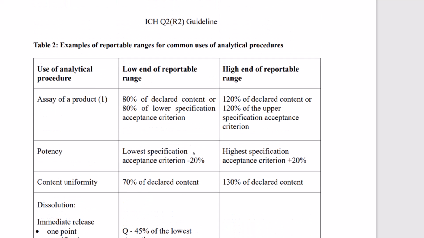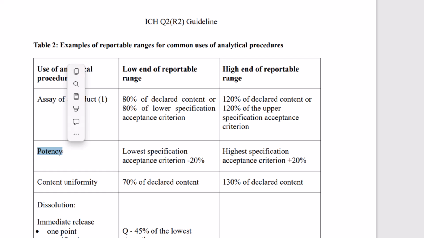Now, this guideline talks about analytical method validation, and if you look at the reportable ranges for drug product, you will understand that there are two terms used under the procedure. The first one is assay of a drug product, and the second one is the potency of the drug product. I would like to make you clear on how these terms are correlated with one another and how they are different from one another.